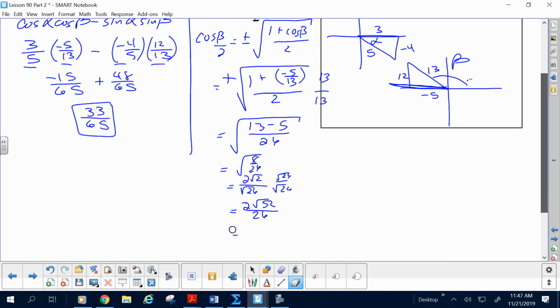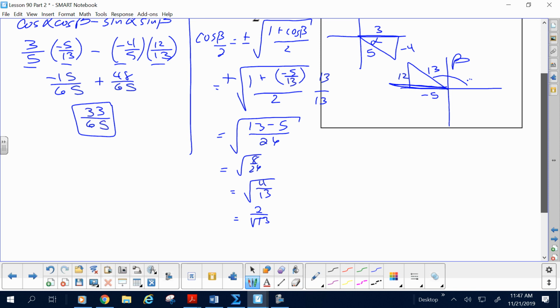Gosh, yes, it does. I probably was not very efficient. Let's go back here and do this smart. Let's reduce this first. Isn't this root 4 over 13? Yes. So that's 2 over root 13. So what's your final answer rationalized? 2 root 13 over 13. We should have reduced it first to make our life easy. All right, are you with me?